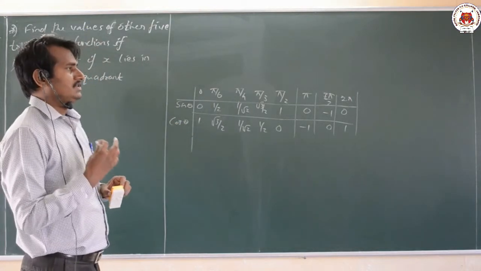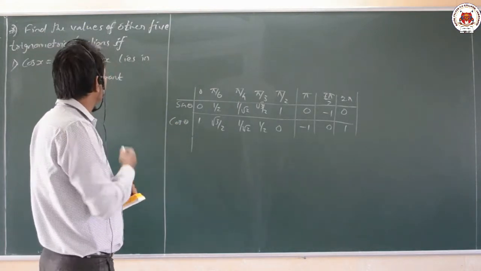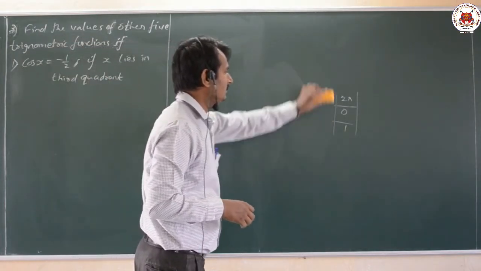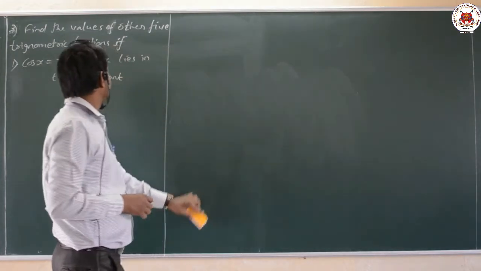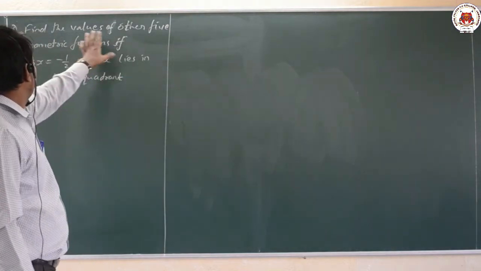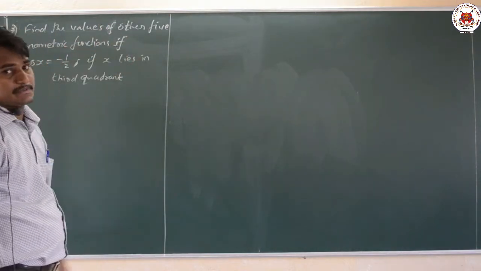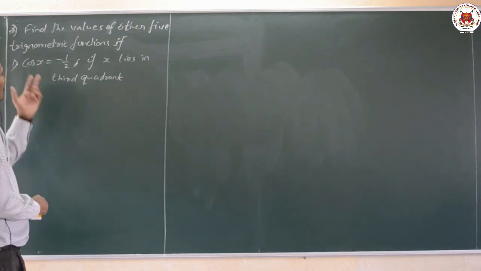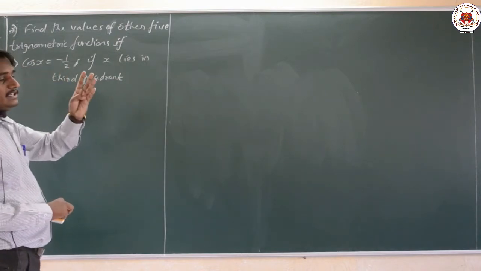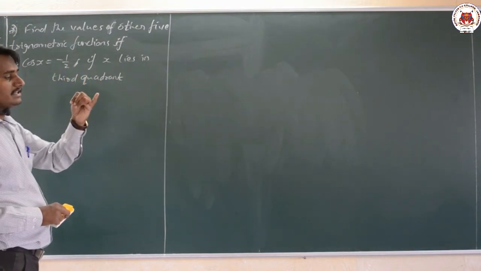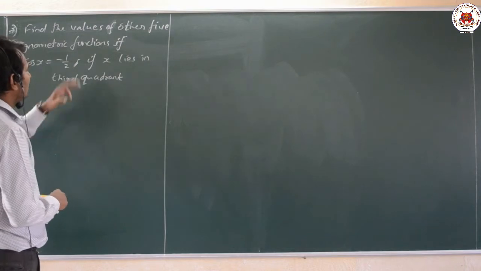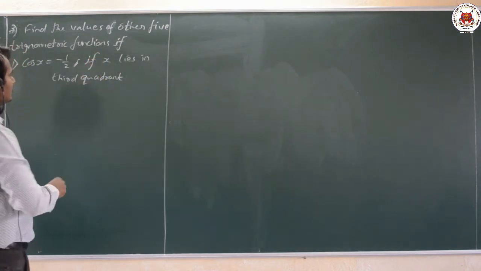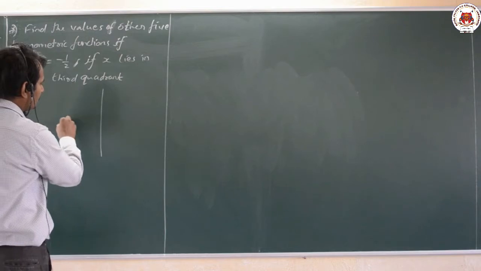Now today in this class, we shall start with a simple example related to this. We shall find the values of the other 5 trigonometric functions. The question is: cos x is given, and we require to find sine, tan, cot, secant, cosecant values, if x lies in the third quadrant.